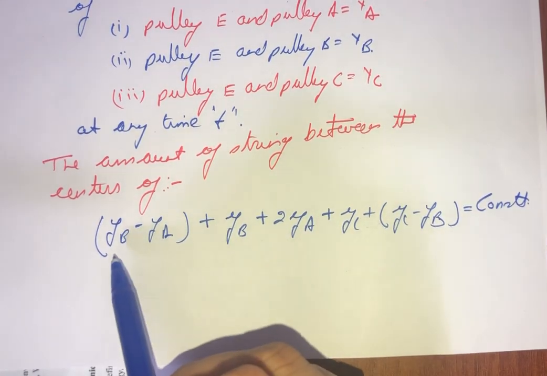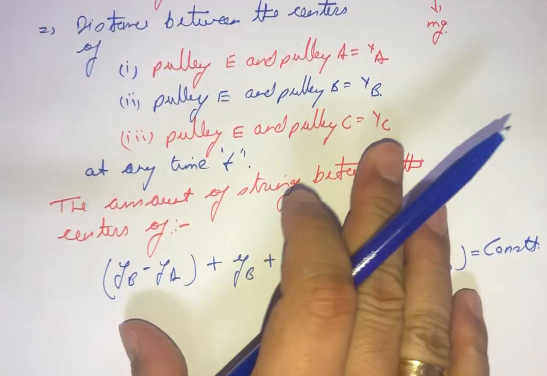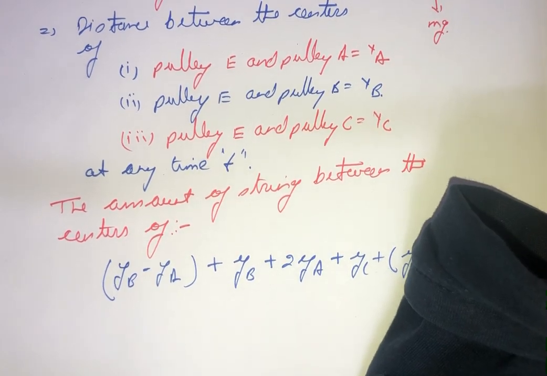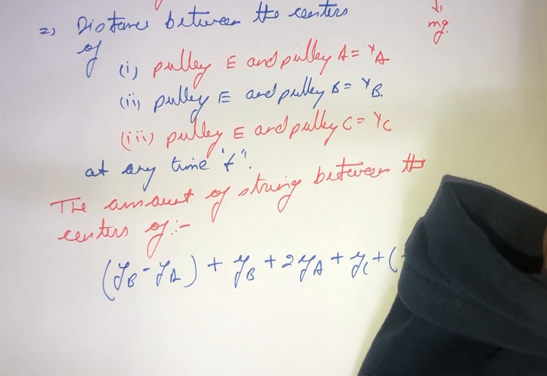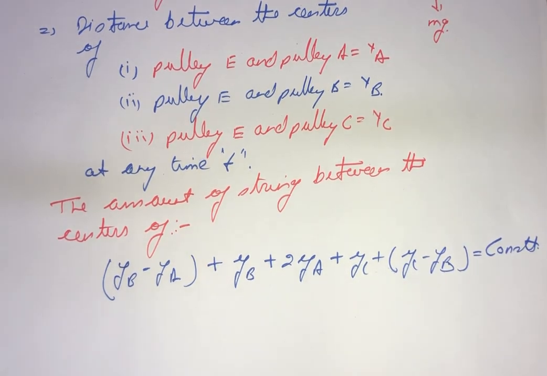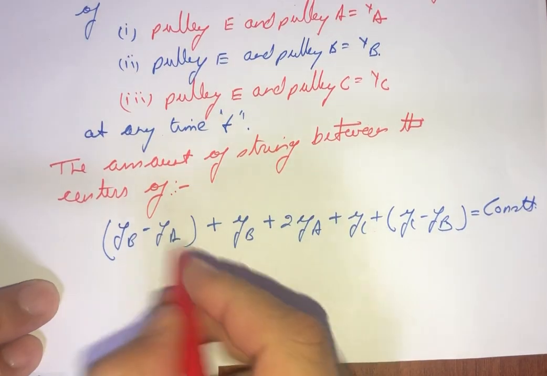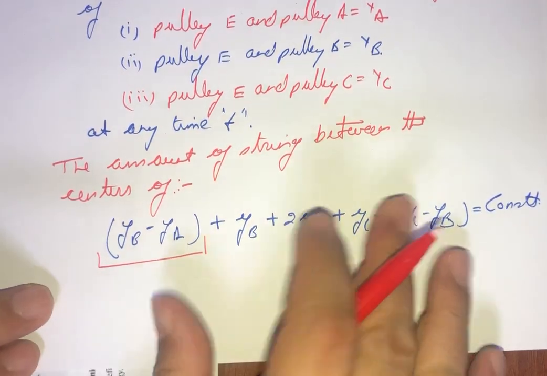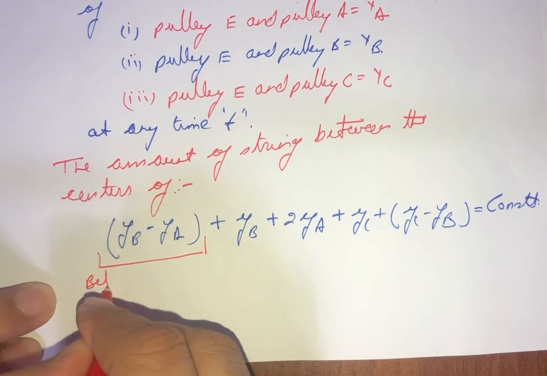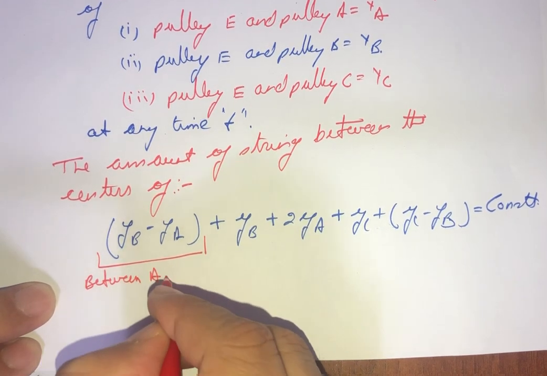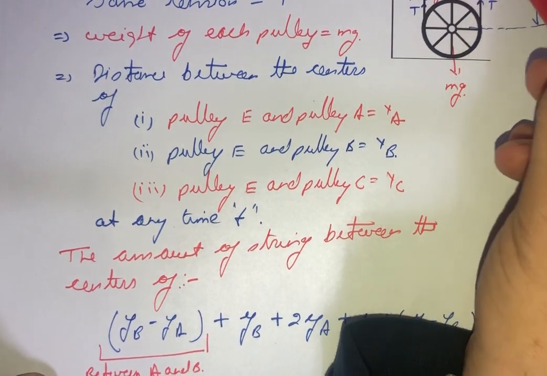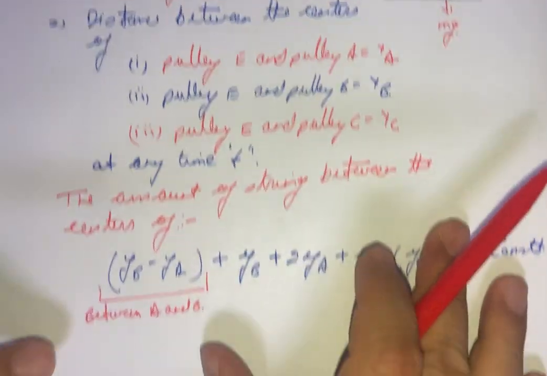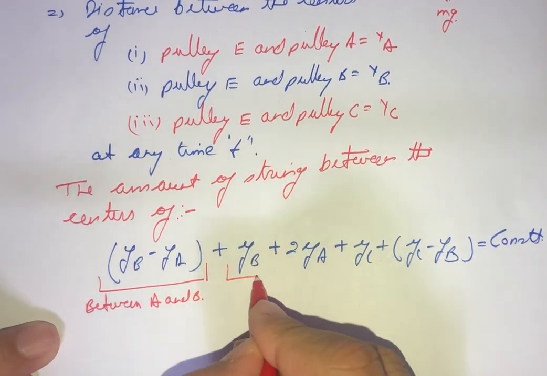Okay, so first is our YB minus YA. We can clearly see this is our YB and this is our YA. So if you subtract them, we get the distance between the centers of the string between A and B. Okay, so let me write it here. This is between the centers of A and B, this is YB minus YA, and next is our YB.